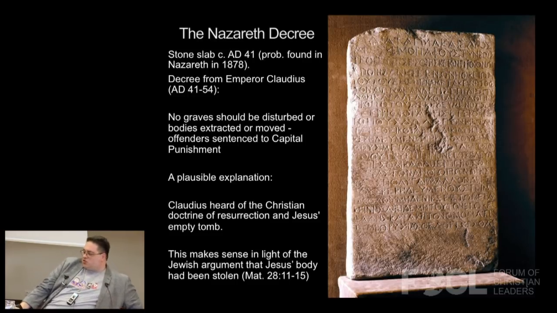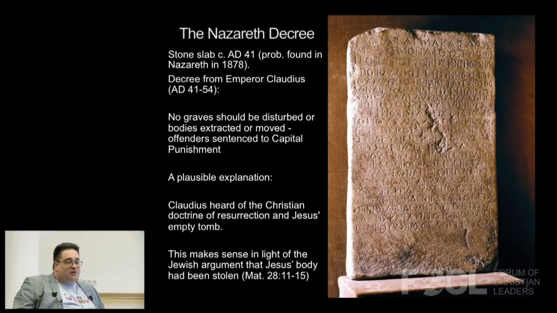The Nazareth Decree, a big old stone slab from about AD 41, which seems to have been found in Nazareth in the 19th century, which is why it's called the Nazareth Decree. It's a decree from the Roman Emperor Claudius, who reigned from 41 to 54, saying that no graves should be disturbed or bodies removed from graves. It's upping the official punishment for grave robbery to make it a capital offence, where it hadn't been before.